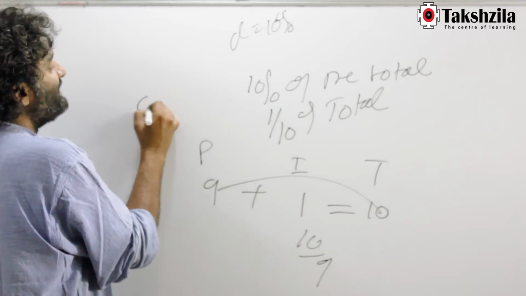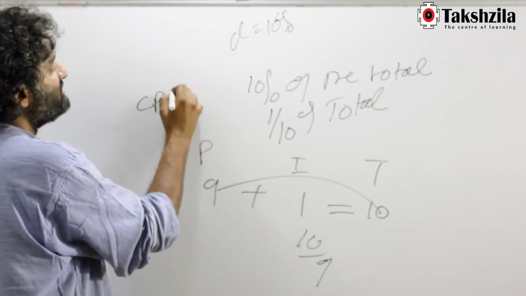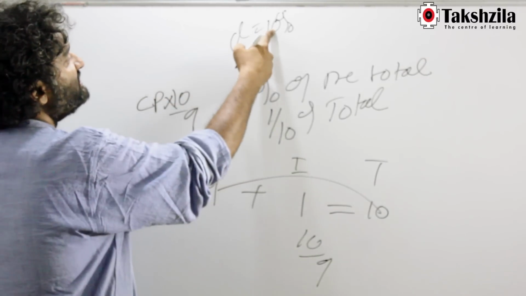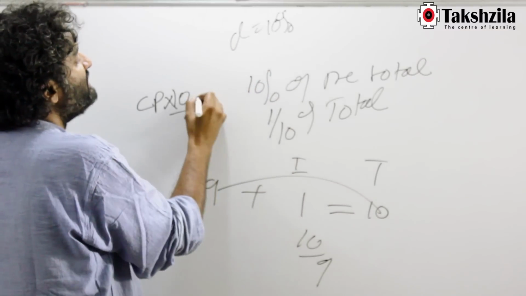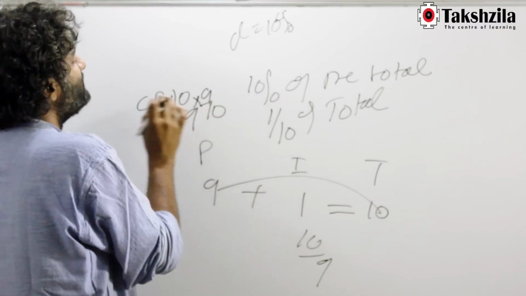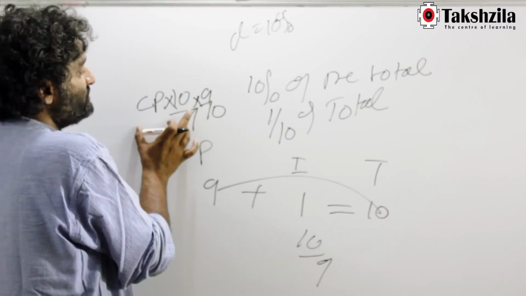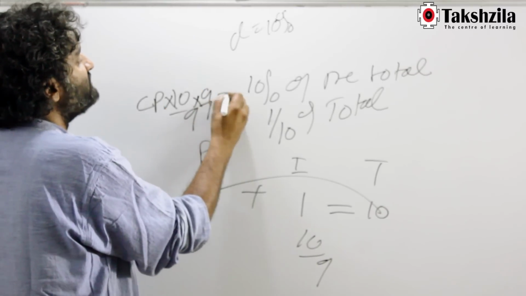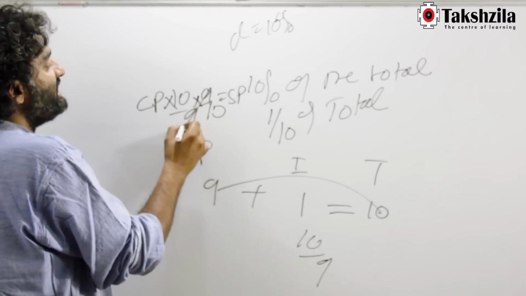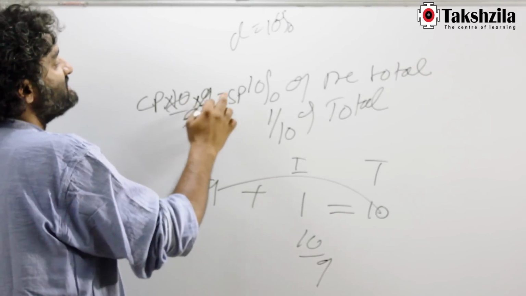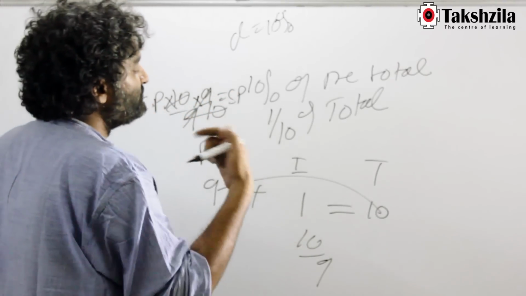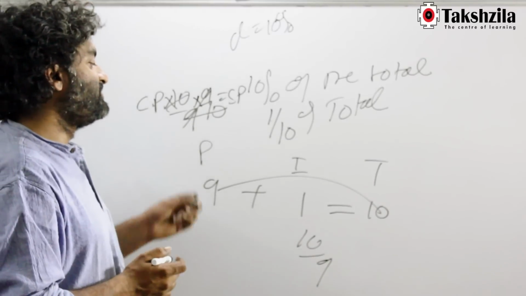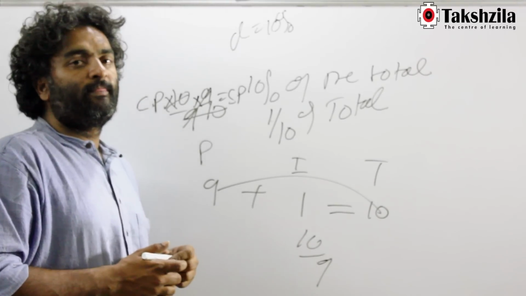So if I want to go back to my earlier CP, there is a markup of 10 by 9. There is a discount of 10%, which means a multiplying factor of 9 by 10. CP into 10 by 9, which gives you the mark price, into the discount gives you the selling price. This 9 gets cancelled, this 10 gets cancelled, SP is equal to CP, so there is no profit, no loss in this particular case.